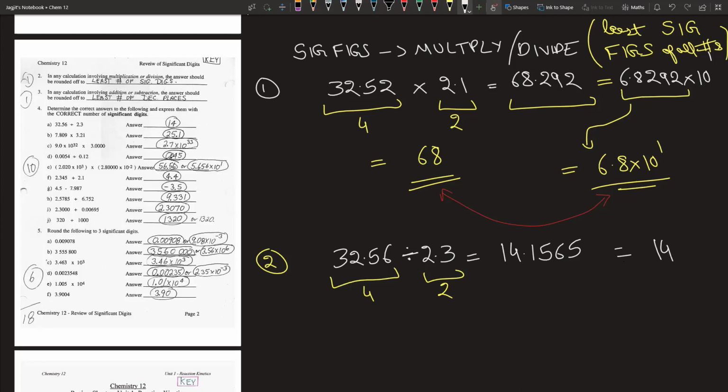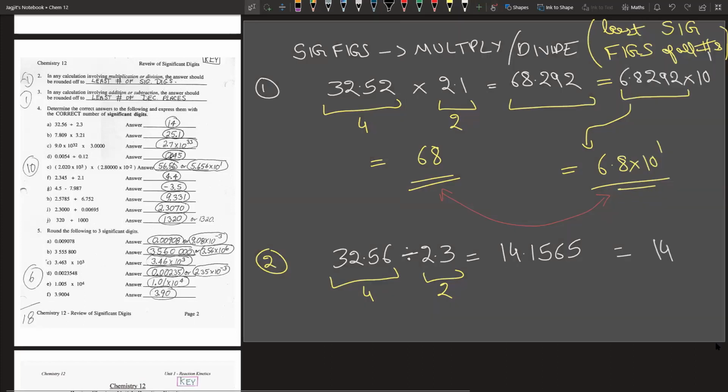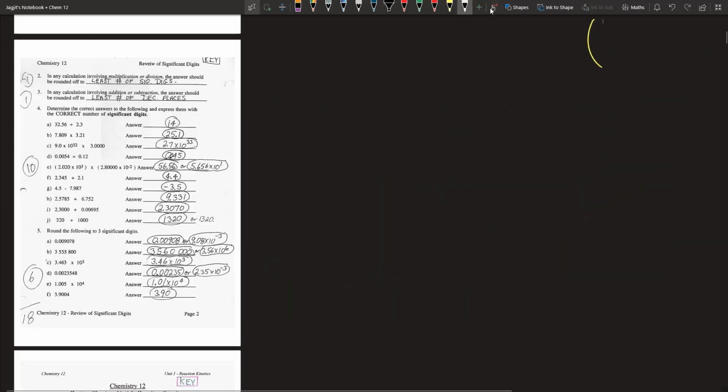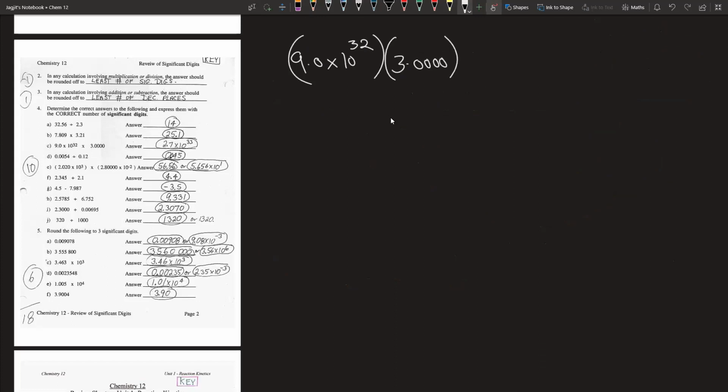So far, so good. Do you guys have any questions? No. Okay, excellent. Let's have a look at another example. What if I give you 9.0 times 10 to the power 32, and I ask you to multiply this with 3.0000. Again, as usual, you would just blindly punch it in. When you blindly punch it in, you will get 2.700 and so on, raised to the power 10 to the power 33.